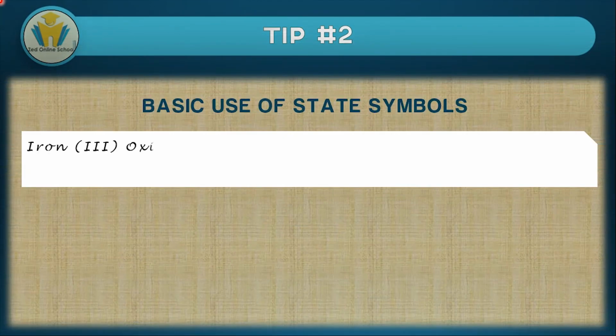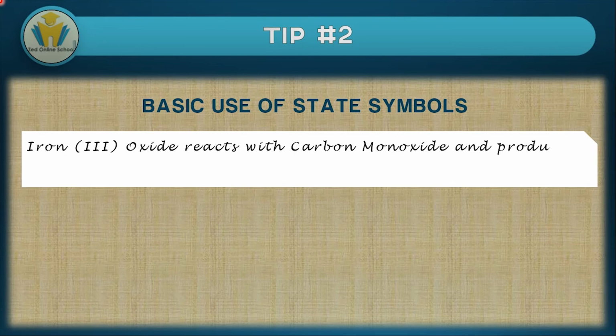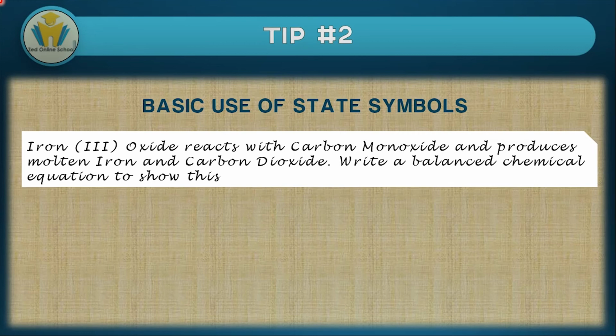Tip 2 is about the basic use of state symbols. Let's say iron 3 oxide reacts with carbon monoxide and produces molten iron and carbon dioxide. If we're asked to write a balanced chemical equation to show this reaction, including state symbols, it's very easy. As we did in the previous examples, we're just going to identify the products and the reactants. The reactants here are the iron 3 oxide and the carbon monoxide. Products are the molten iron and carbon dioxide.